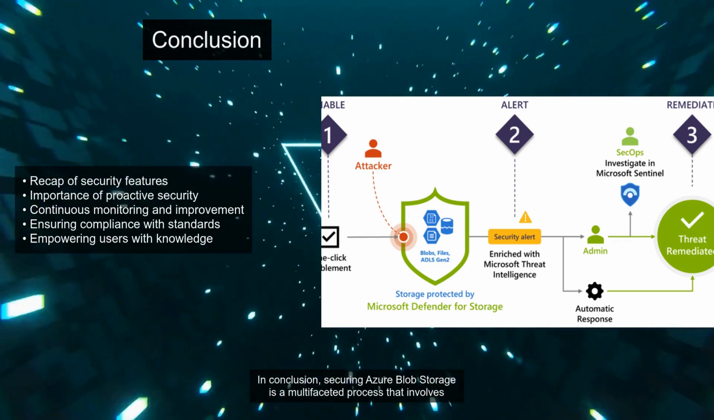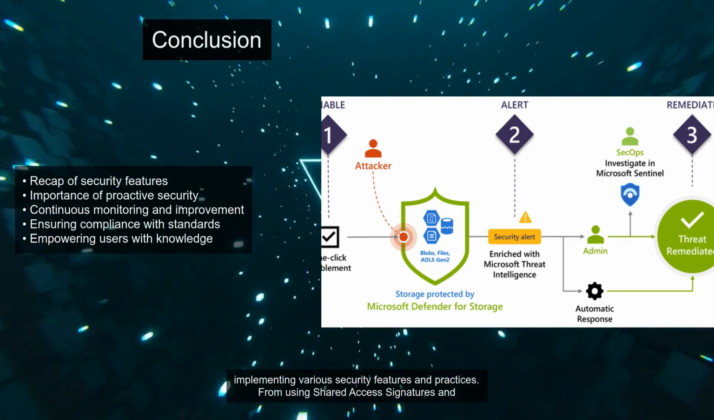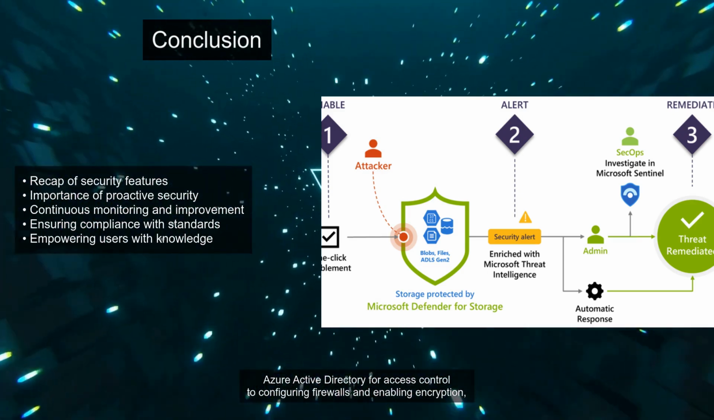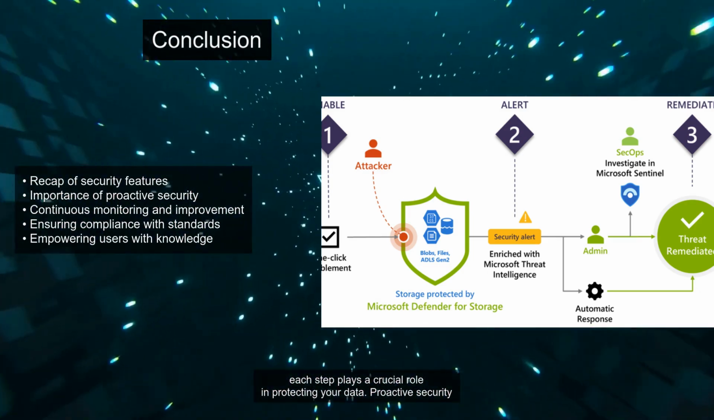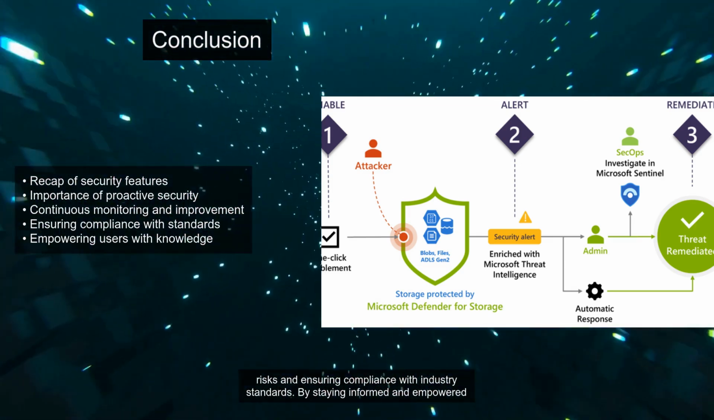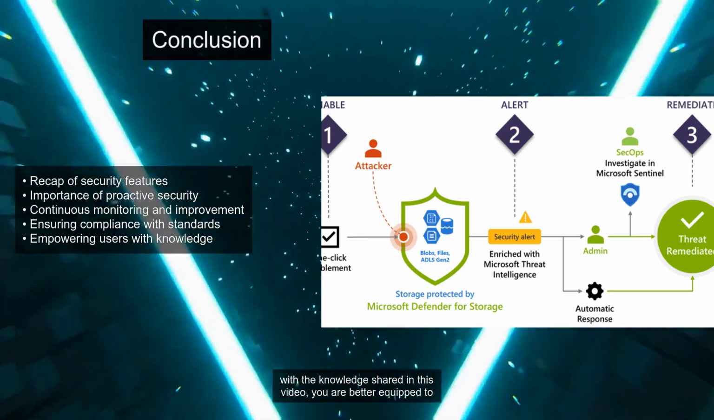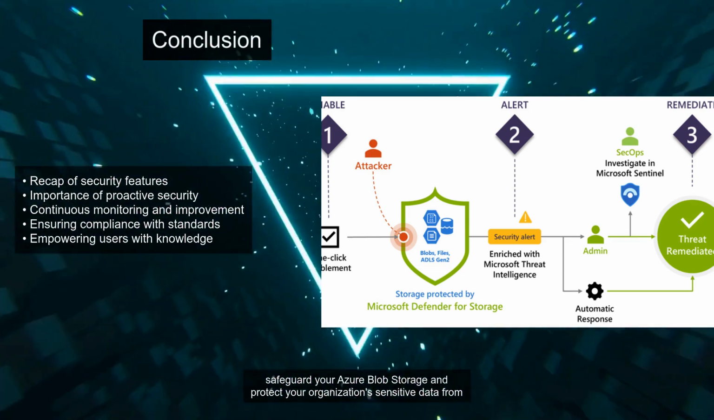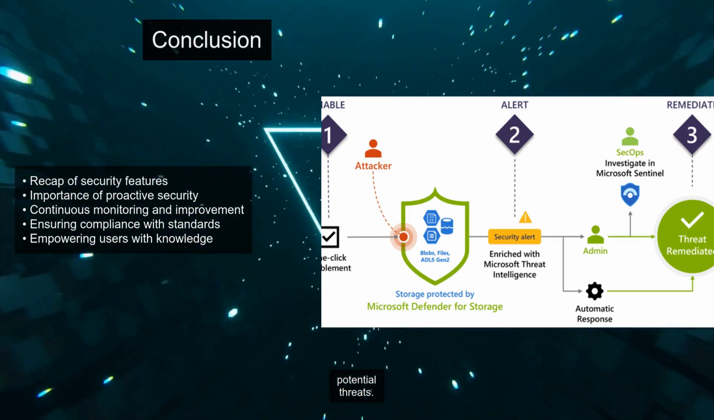data. In conclusion, securing Azure Blob Storage is a multifaceted process that involves implementing various security features and practices. From using shared access signatures and Azure Active Directory for access control to configuring firewalls and enabling encryption, each step plays a crucial role in protecting your data. Proactive security measures, continuous monitoring, and adherence to best practices are essential for mitigating risks and ensuring compliance with industry standards. By staying informed and empowered with the knowledge shared in this video, you are better equipped to safeguard your Azure Blob Storage and protect your organization's sensitive data from potential threats.